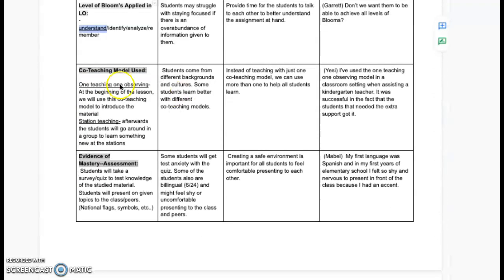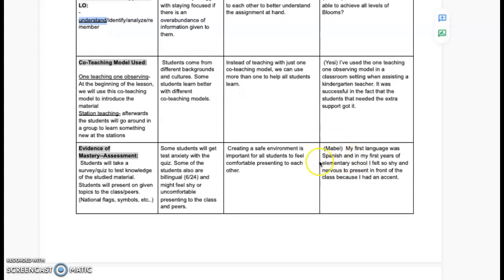For the barrier for the co-teaching model we came up with, students come from different backgrounds and cultures. Some students learn better with different co-teaching models, which is true. And then the solution is, instead of teaching with just one co-teaching model, we chose to do two co-teaching models in our lesson plan.